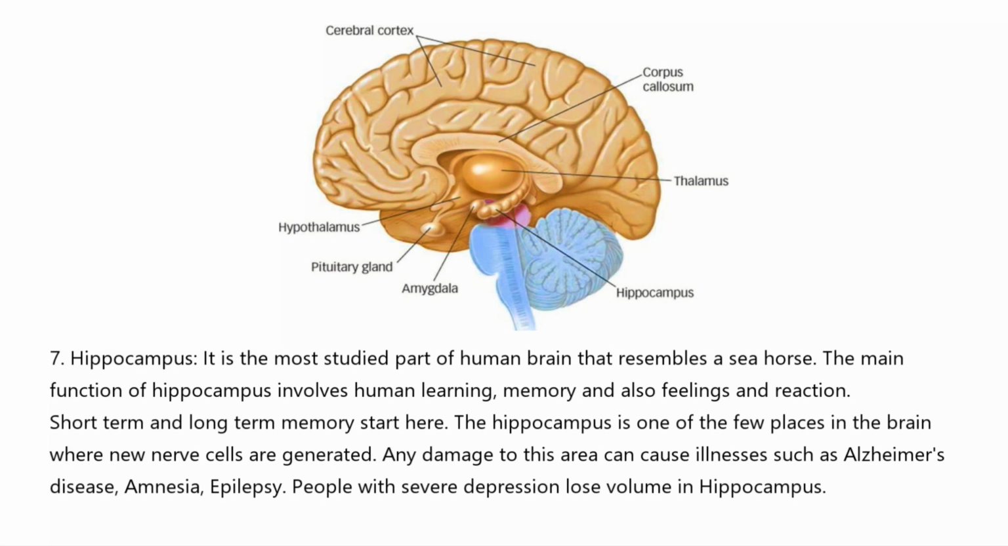The hippocampus is one of the few places in the brain where new nerve cells are generated. Any damage to this area can cause illnesses such as Alzheimer's disease, amnesia, epilepsy. People with severe depression lose volume in hippocampus.